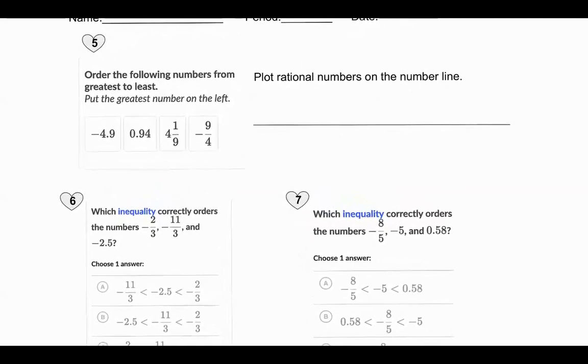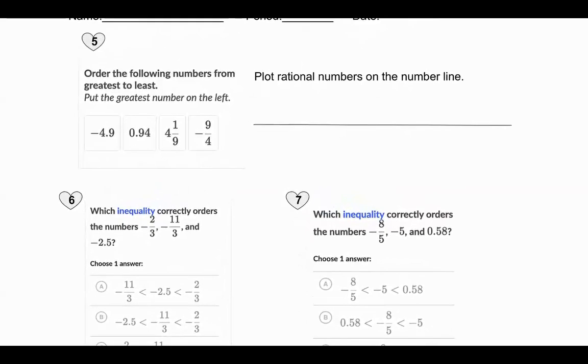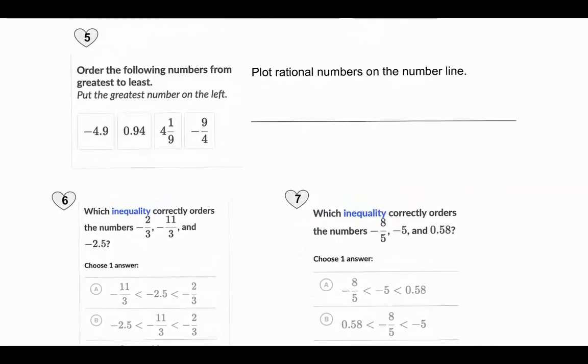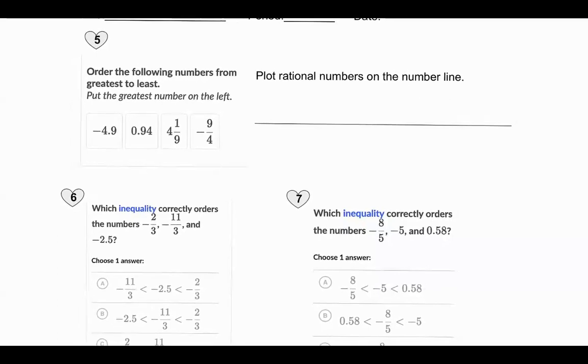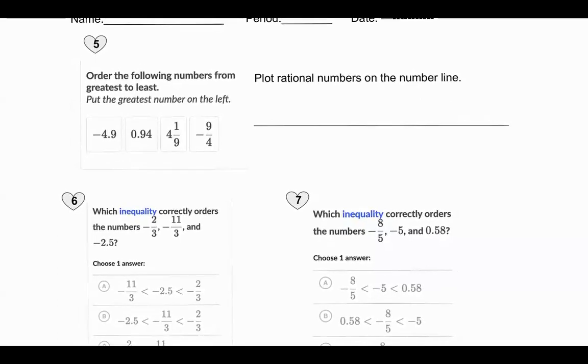So the first thing that we're going to do is read our instructions. It tells us that we need to order the following numbers from greatest to least. So that's different from what we did on the back side there, but we are going to put them from greatest to least. It also wants us to plot rational numbers on the number line. So I have a line here, which I need to create a number line. And I can see my numbers are going to be a little bit larger than 4. So I'm going to have my number line go to 5.